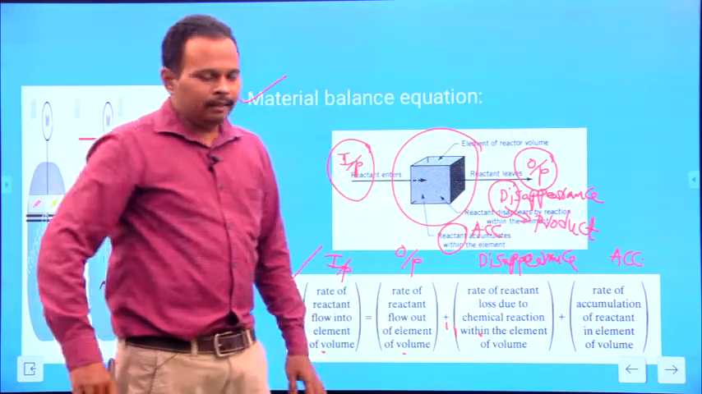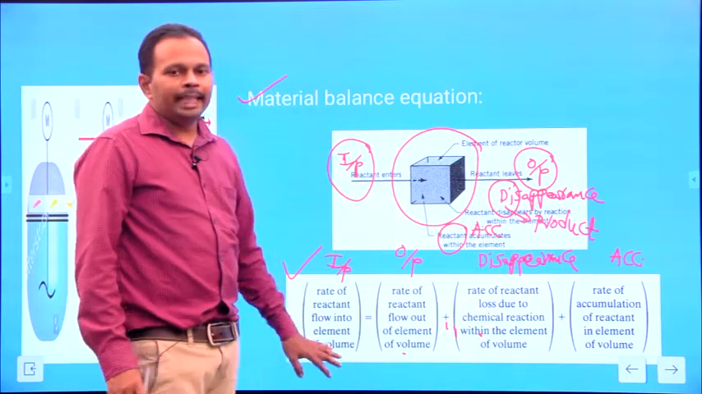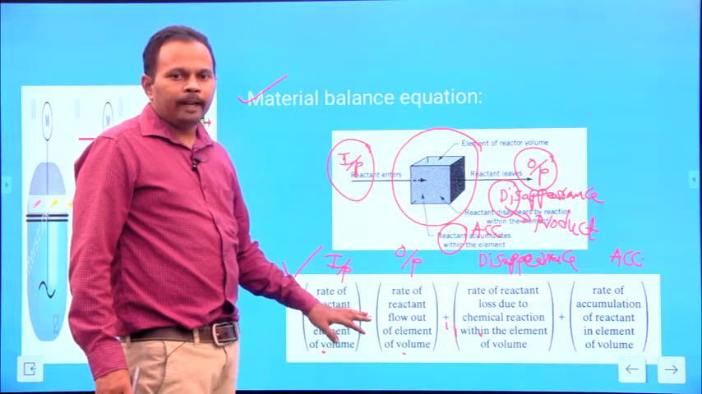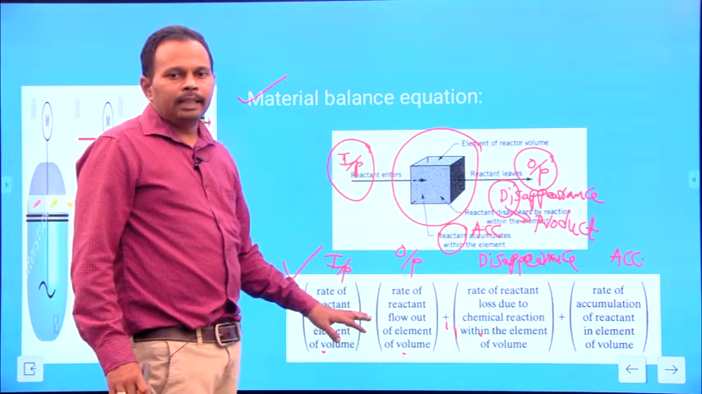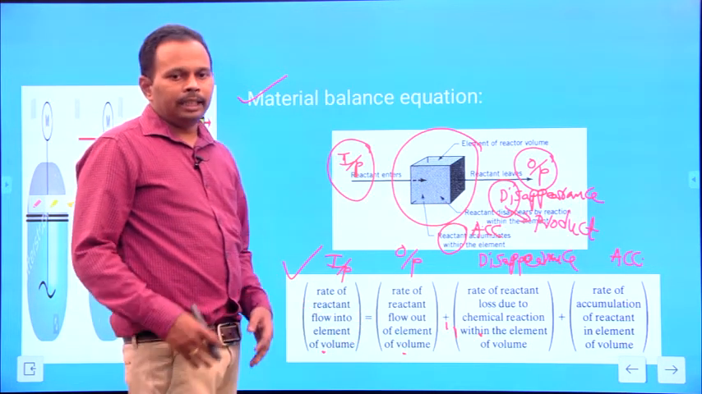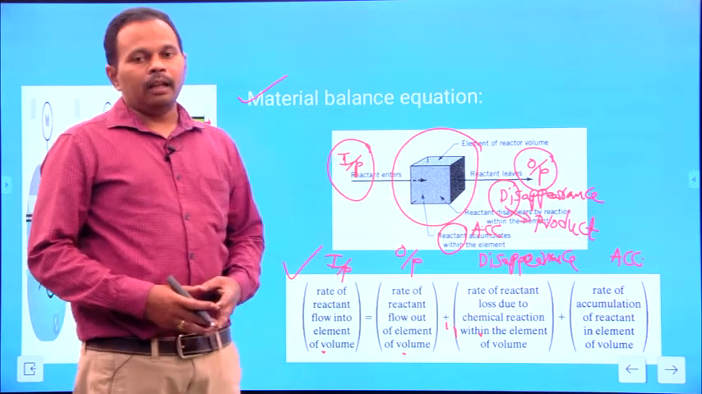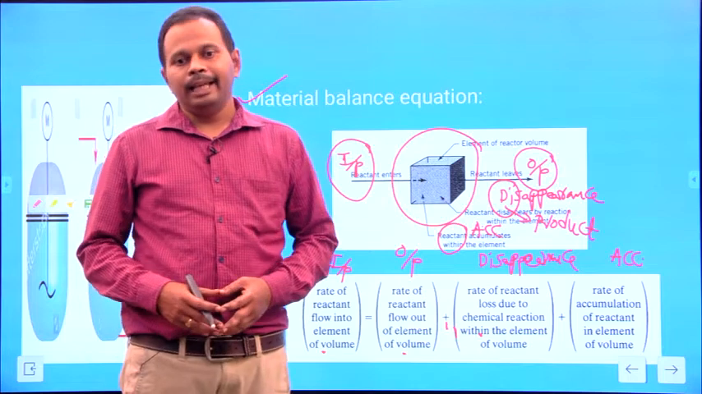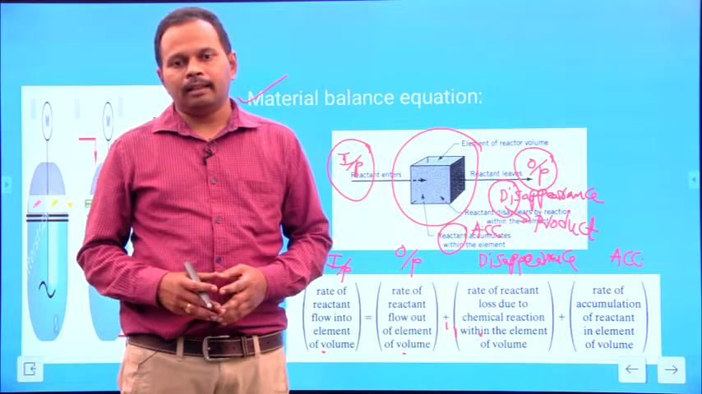This equation is known as the material balance equation. With the help of this equation, we can find out the volume of the reactor required for a given reaction. We can also find out the rate of reaction, the reaction time, and the conversion of the reactants to the products at any particular time t of the reaction.